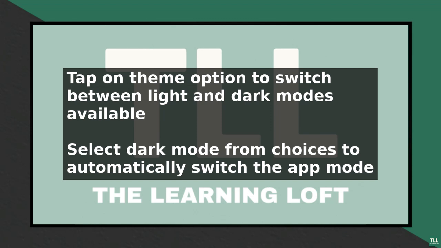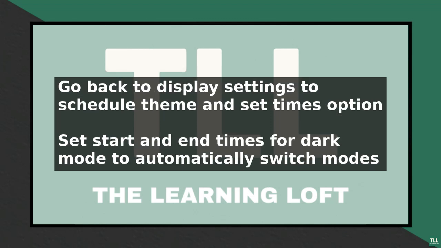You can also schedule the dark mode to turn on and off automatically at specific times of the day. To do this, go back to the display settings menu and look for the schedule theme option. Here you can set the start and end times for the dark mode and the app will automatically switch between light and dark modes according to your schedule.